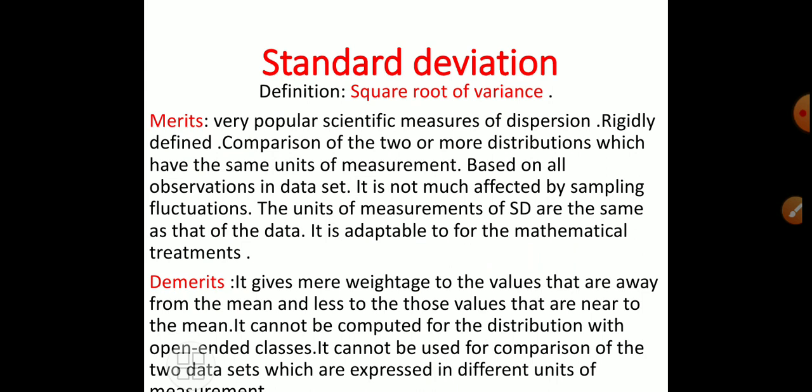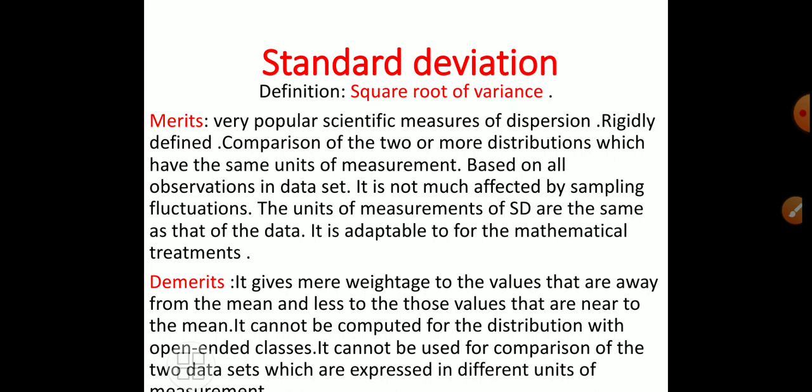Friends, now we have to get to the standard deviation, SD, the most important and widely used measure of dispersion in research. You will have to concentrate on this one. You will have to take some examples and solve them using the standard deviation formula, my friends. So what is standard deviation? It is the square root of the variance.